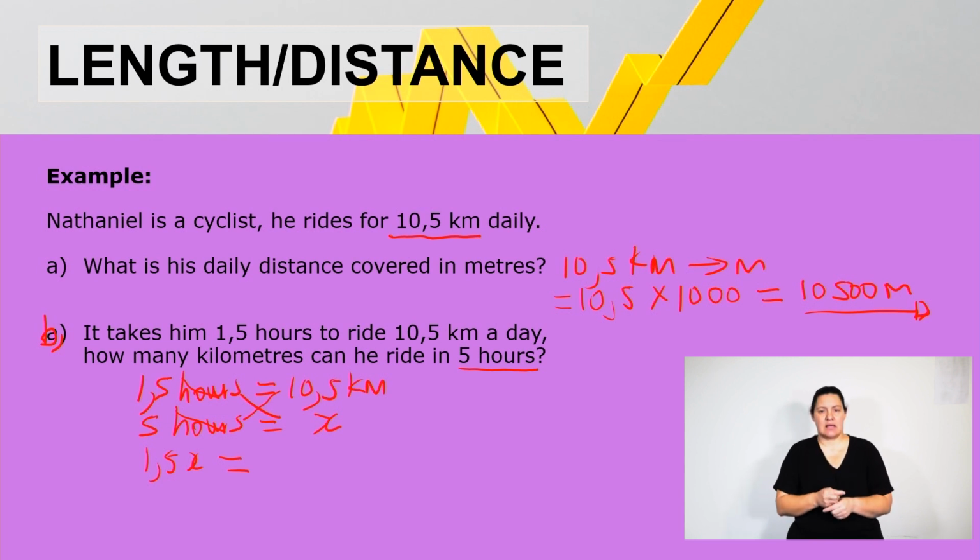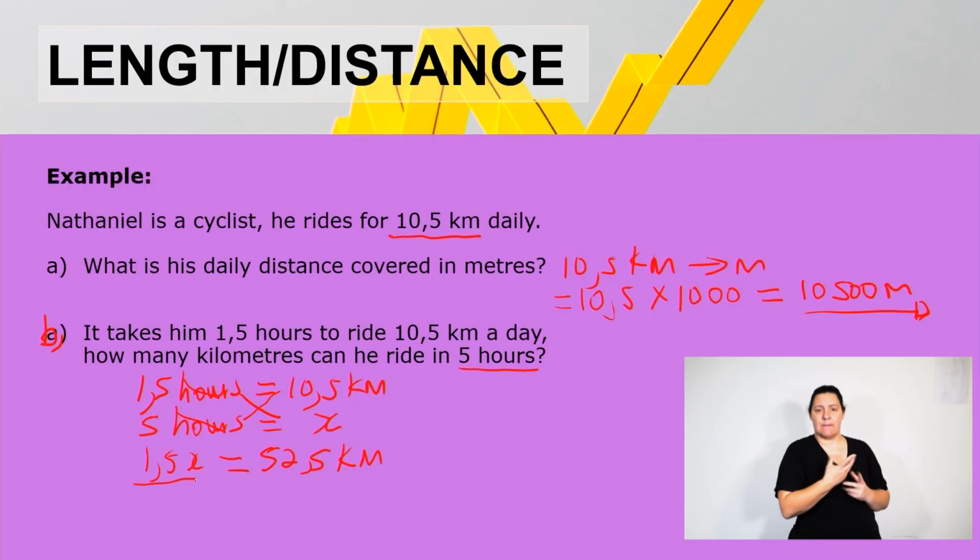My answer is 52.5 kilometers. I hope you got the same answer as mine. Now let's divide. Remember, we need x alone because that is what we are solving for. It is our unknown value. Therefore, the rules say we will have to divide by the value that is sitting next to x. And observe the rule that says what you do on the left-hand side, you also do on the right-hand side.